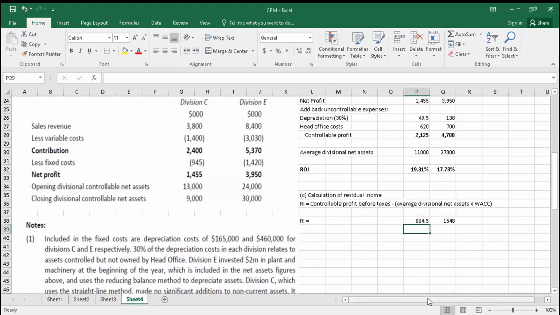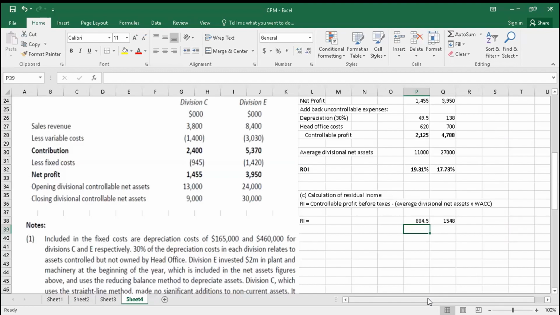So both of them have positive RIs. RI is 804.5 for C, and for E it is 1548. Both of them are positive. But see here, these are contradicting results. According to ROI, C was better. According to RI, E is better. Okay. Why is RI better here?